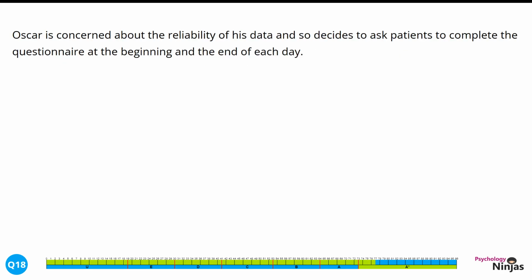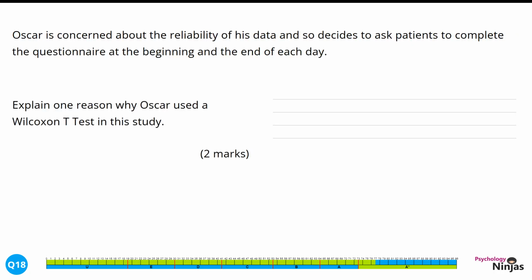Oscar is concerned about the reliability of his data and so decides to ask patients to complete the questionnaire at the beginning and the end of each day. Explain one reason why Oscar used a Wilcoxon t-test in this study.